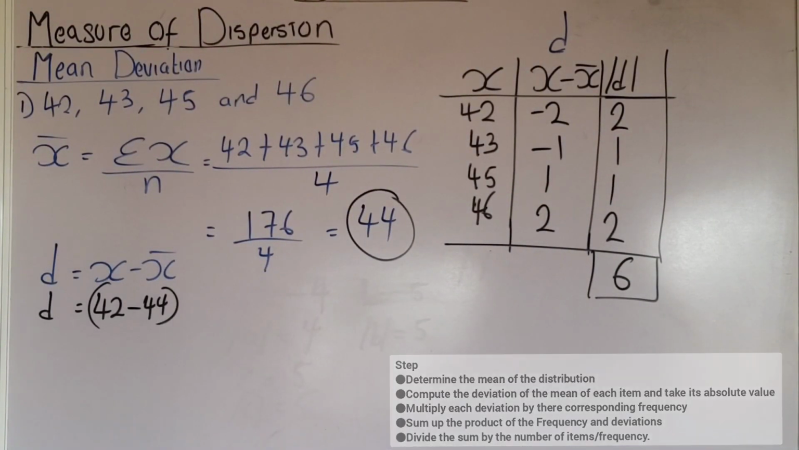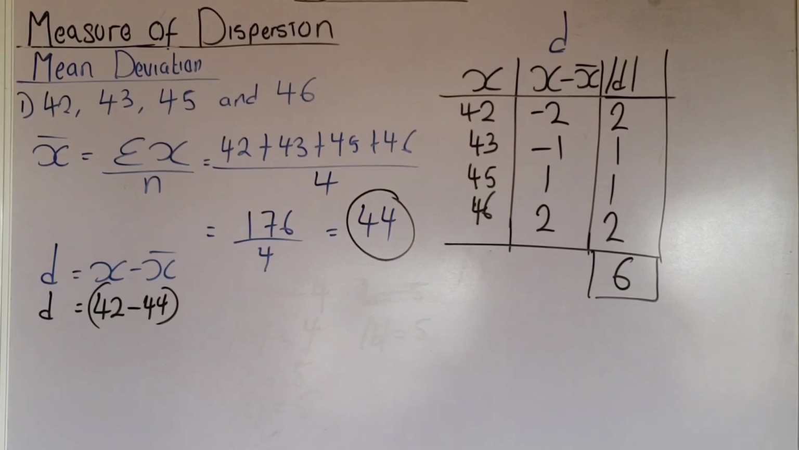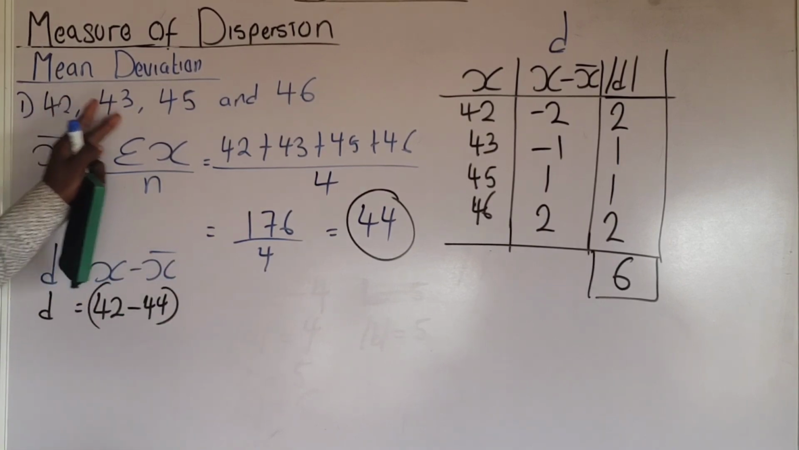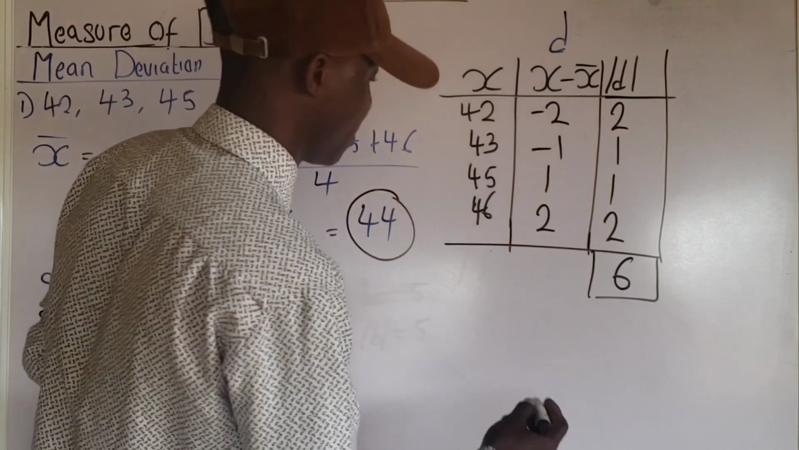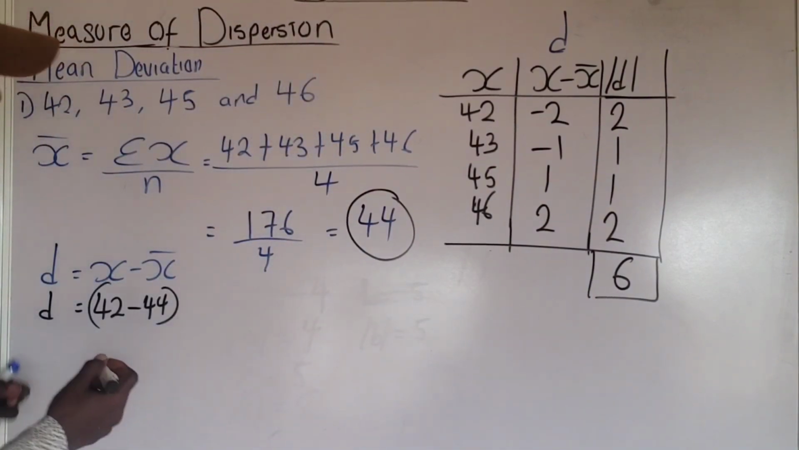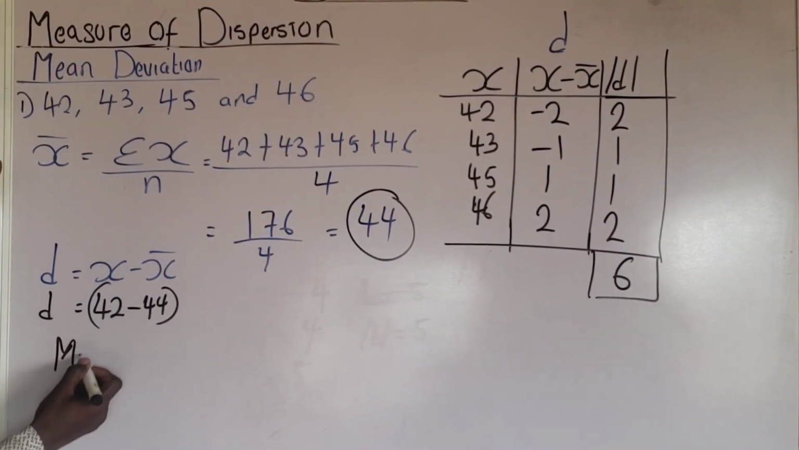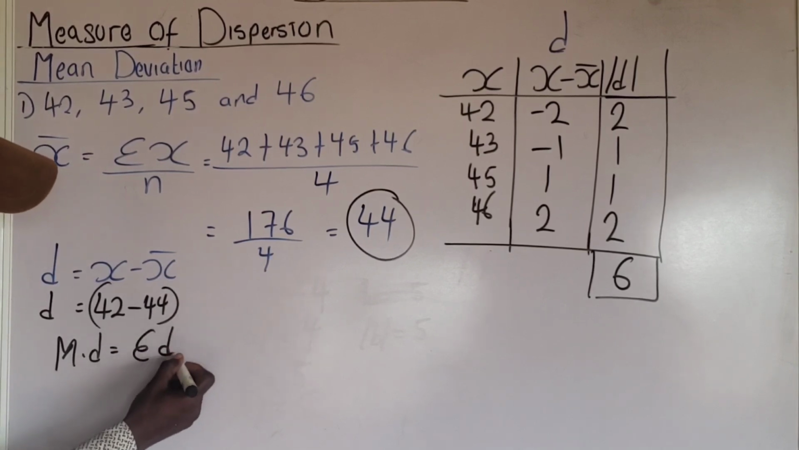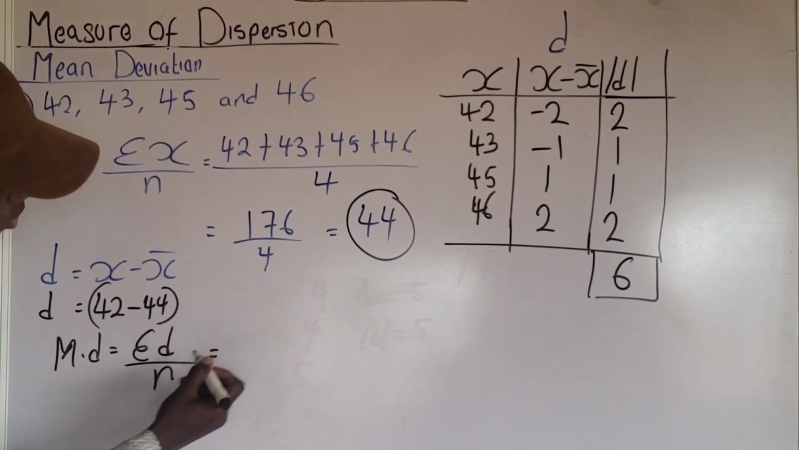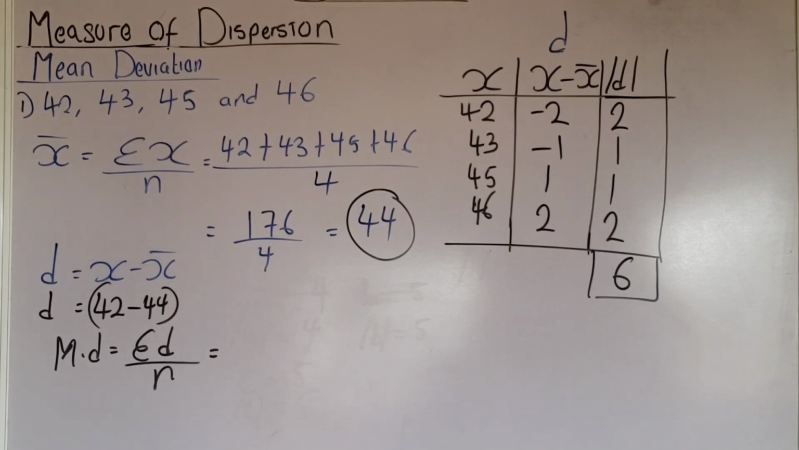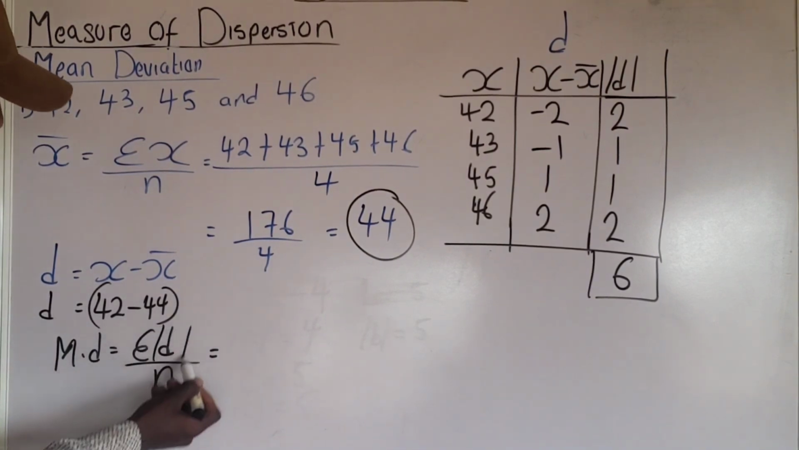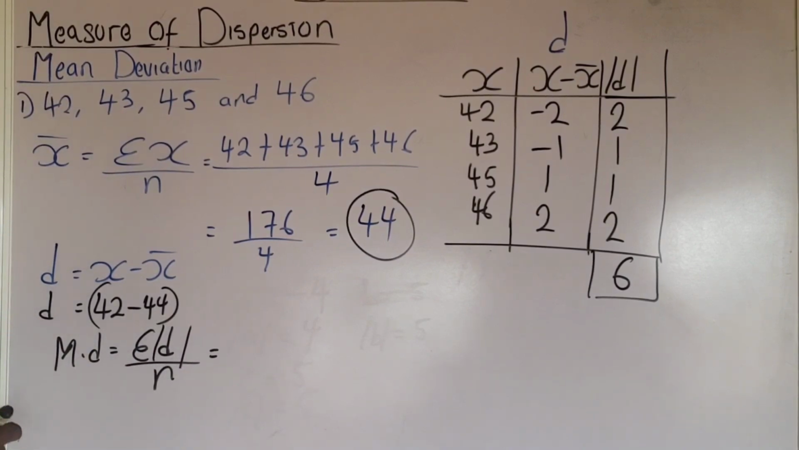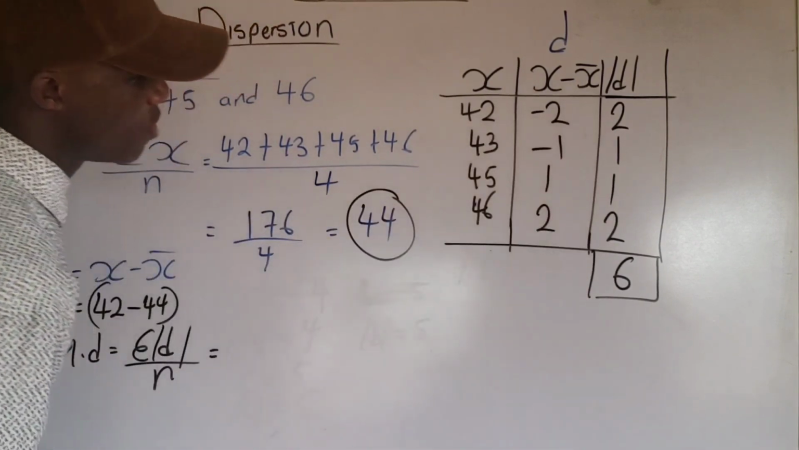Now, the next step is that you have to divide the sum of these deviations by the total number of samples, or the total number of data in your data set. So here I'm having 4: 1, 2, 3, 4. Please pay attention. Mean deviation is equal to the sum of deviation all over n. That is the formula for ungrouped data. For ungrouped data, let me just put the absolute value. Remember the absolute value. So I've already summed all the absolute values of the deviations.